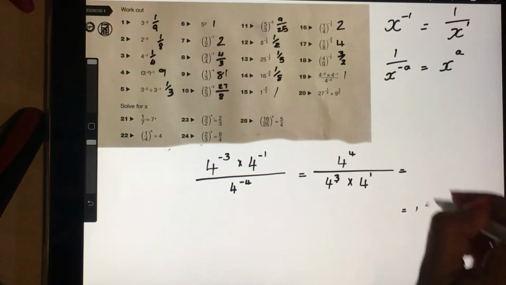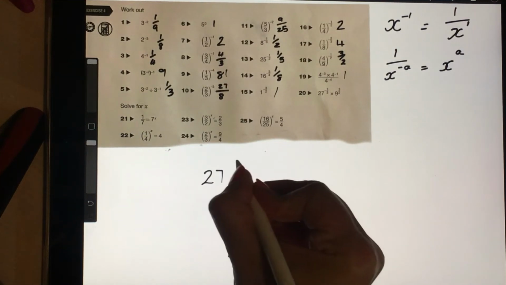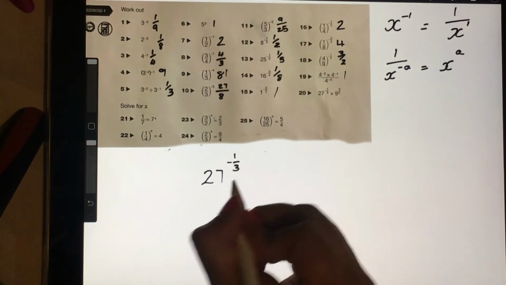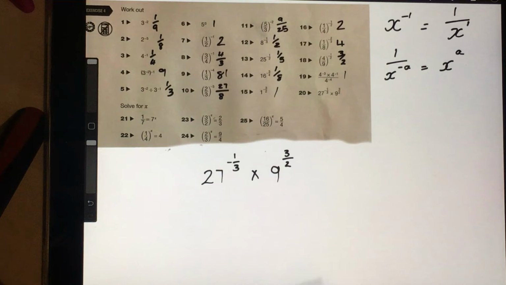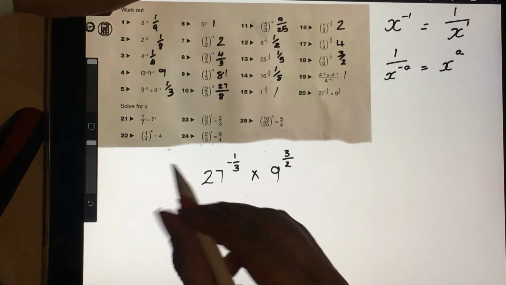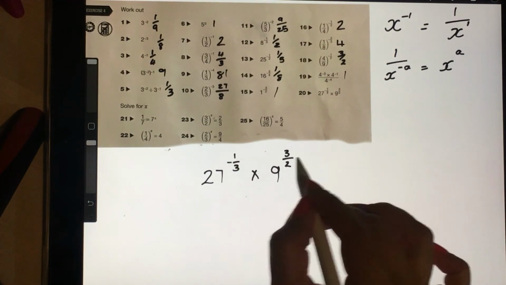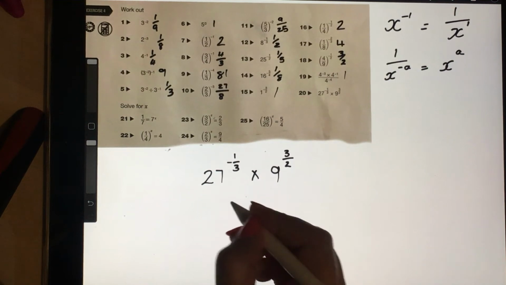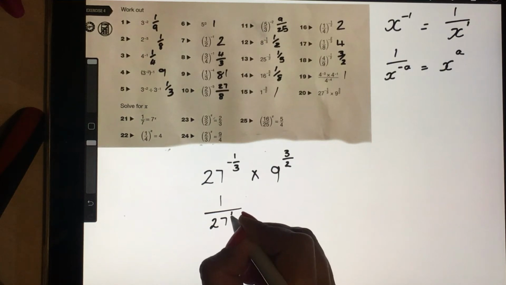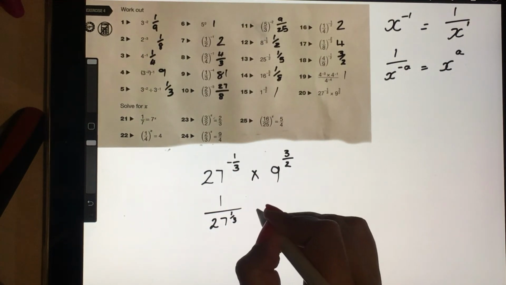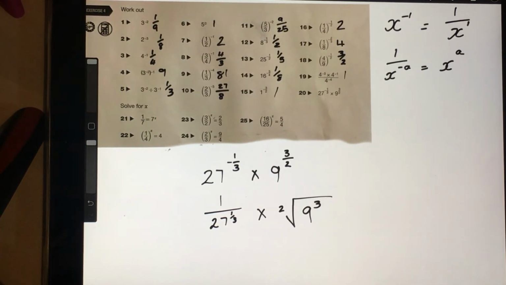For number 20, we've got 27 to the power of negative a third times 9 to the power of 3 over 2. Okay, so there's many ways in which you can do this one. I would suggest simply simplifying the indices first. So in this instance, I would turn this 27 into a third, get rid of the negative indice, and for this one, I would start by just simplifying it like that.